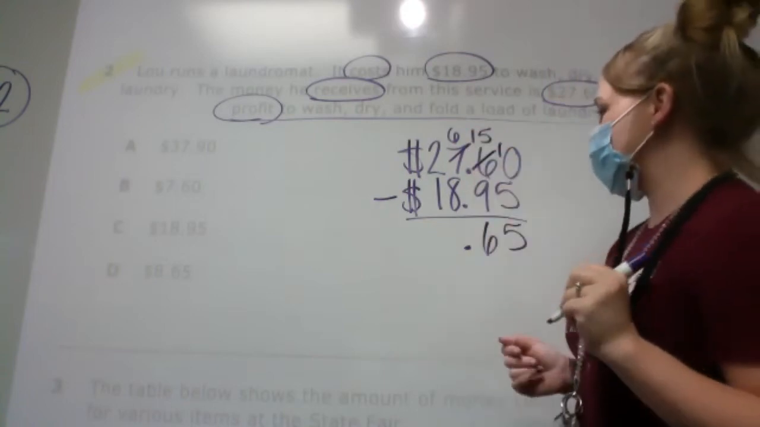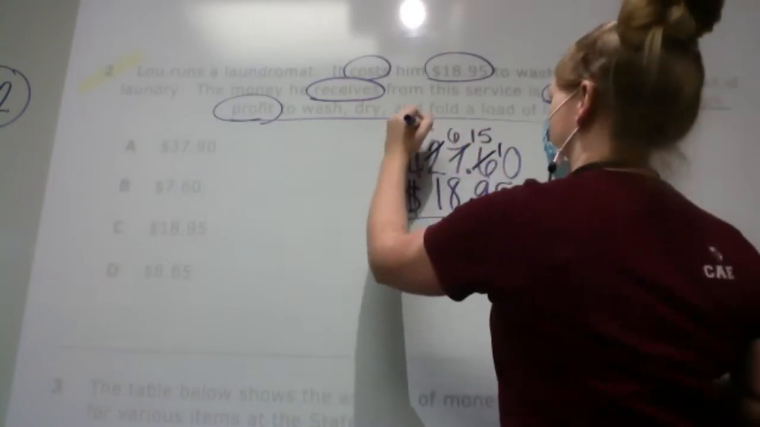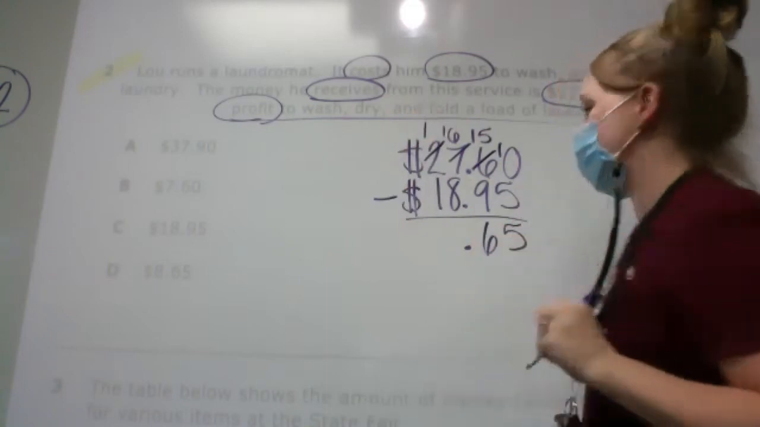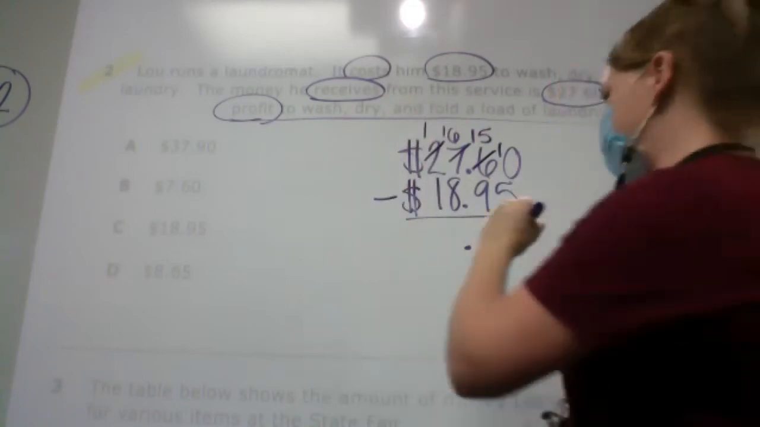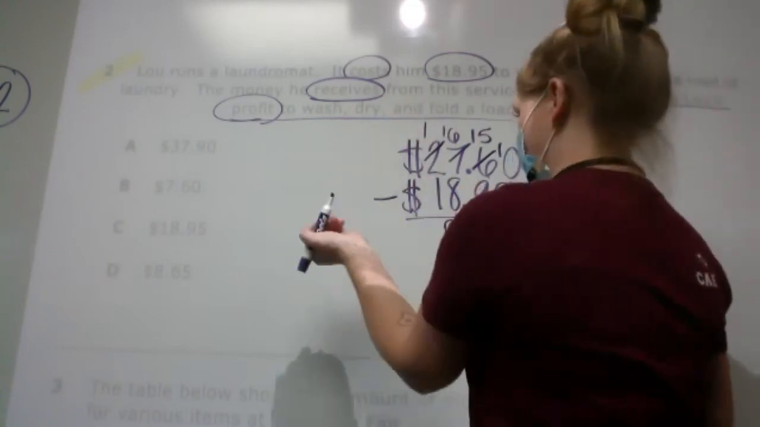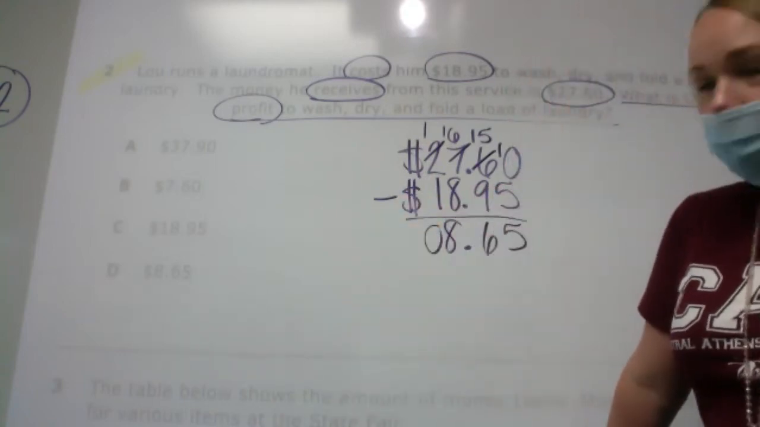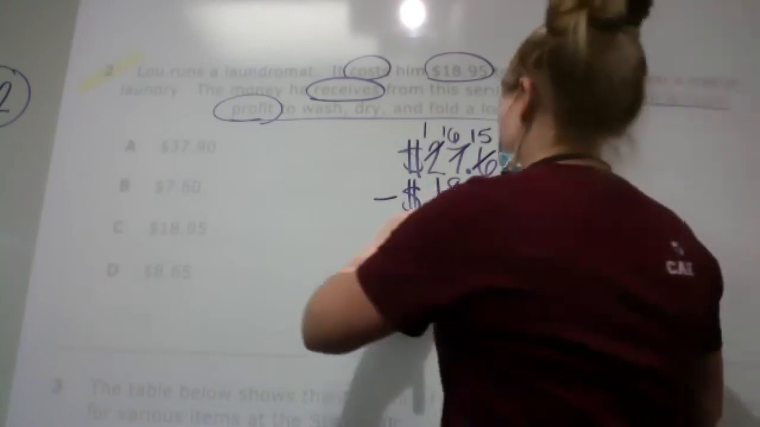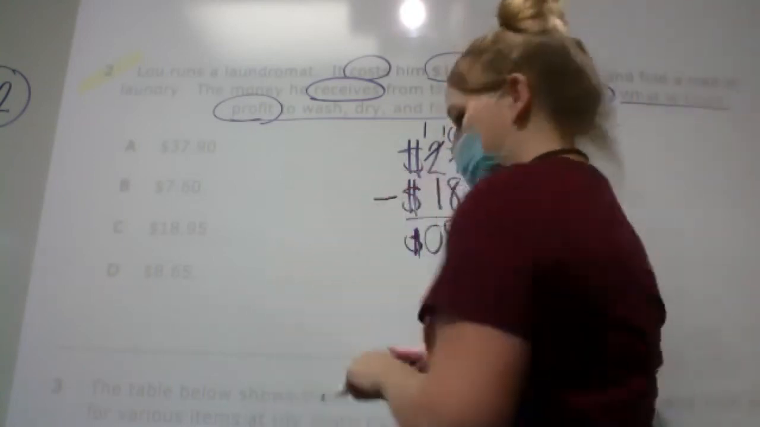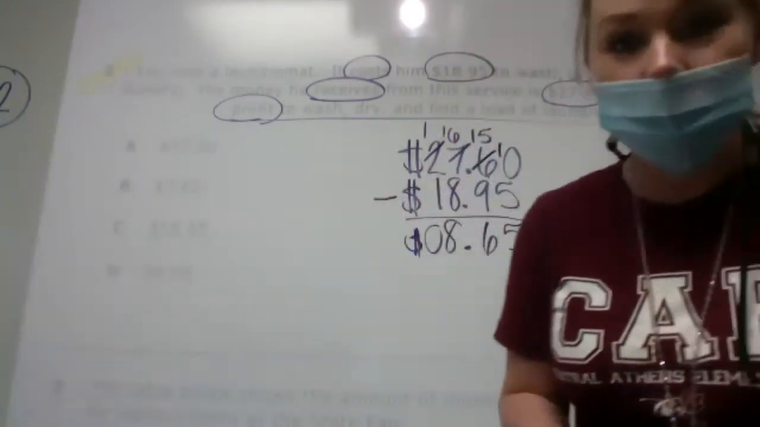I can't do 6 minus 8, so I'm gonna borrow. They really were seeing if you knew how to borrow on this one. What's 16 minus 8? 8. And then 1 minus 1 is 0. So he, poor little fella, he only made $8.65. It's not too great. You know, maybe he'll come up with a better business plan later.